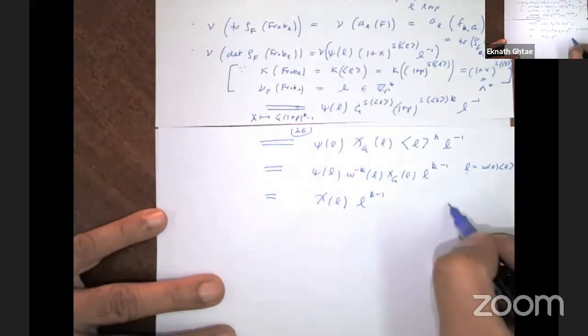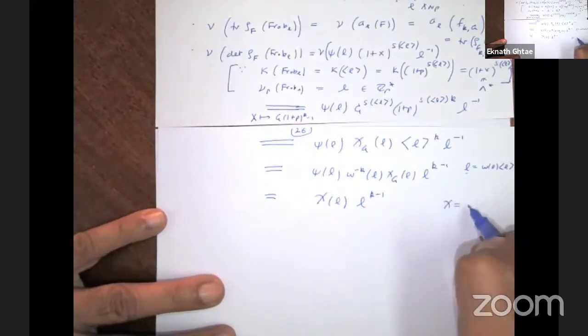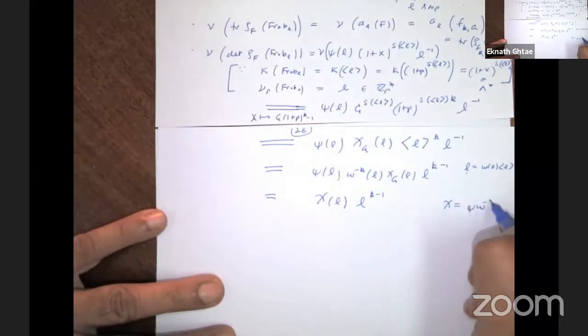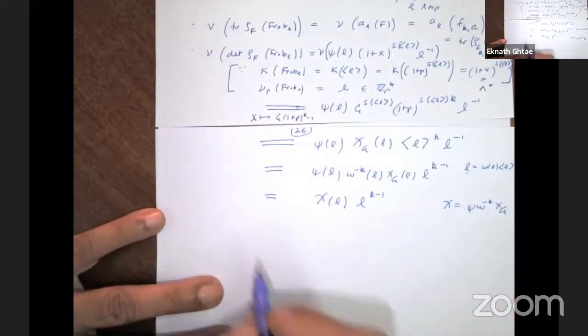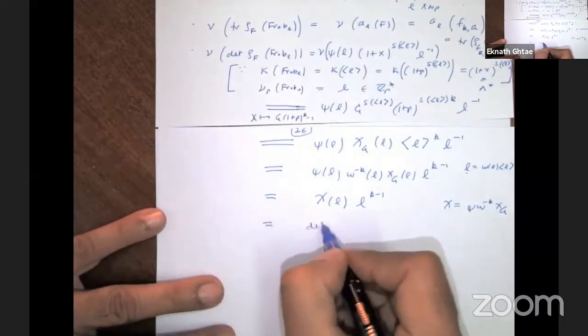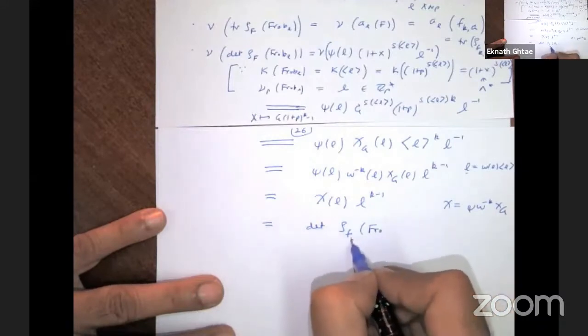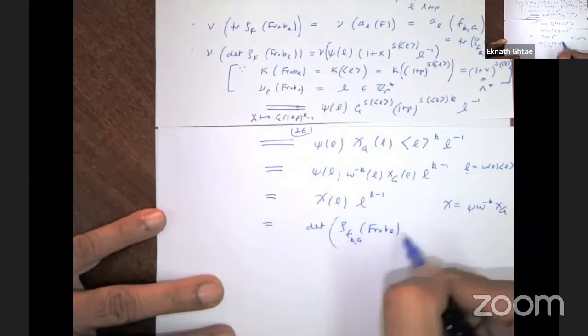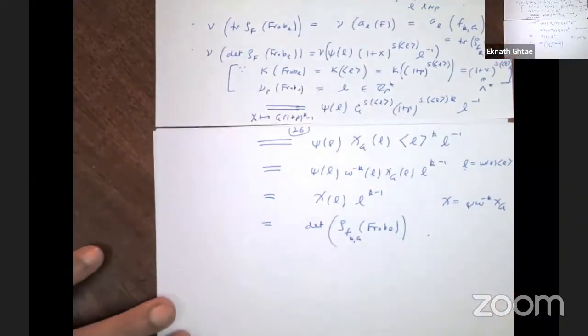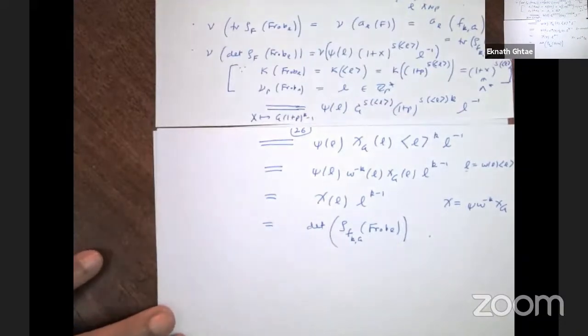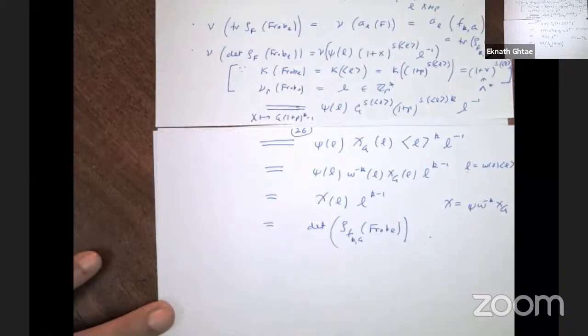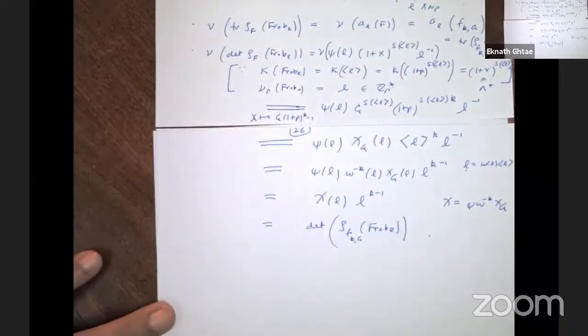Well, now is where the chi comes, because chi was by definition the Nebentypus of the specialized form. Psi omega minus k chi zeta. Okay, which is the determinant of rho f k zeta of Frobenius L. So looking from beginning to end, we see that the trace specializes to the trace of the classical form, and the determinant of the lambda-adic Galois representation specializes to the determinant of the classical Galois representation.